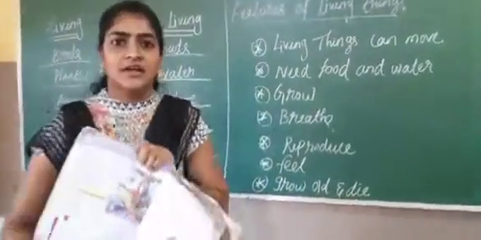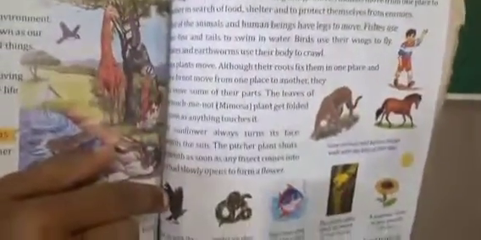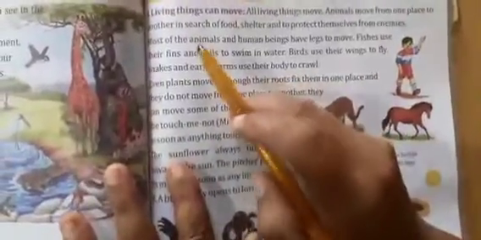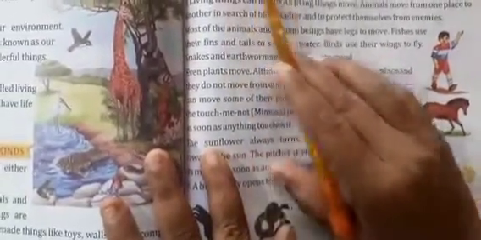And here you can see whatever I explained now, each and everything they have given in brief. So we are going to discuss this one by one. Now we are going to see what the features of living things are.